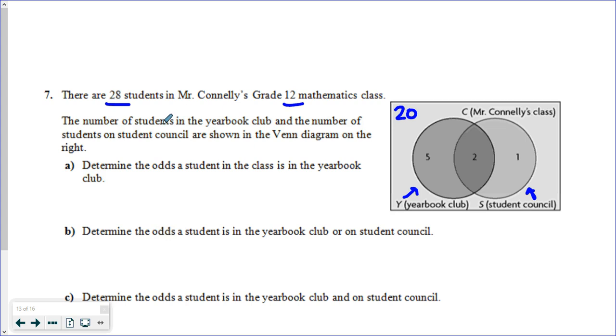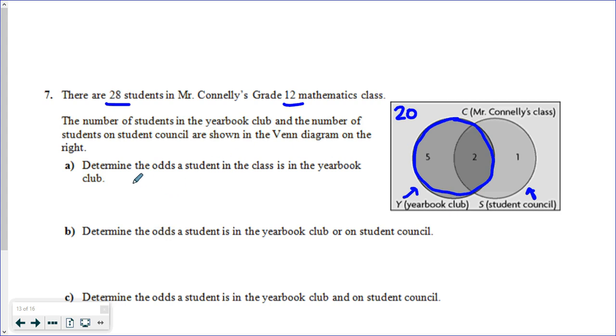So the number of students in the yearbook club and the number of students on student council are shown on the Venn diagram on the right. Determine the odds a student in the class is in the yearbook club. So again, yearbook club is what I'm going to make blue here.